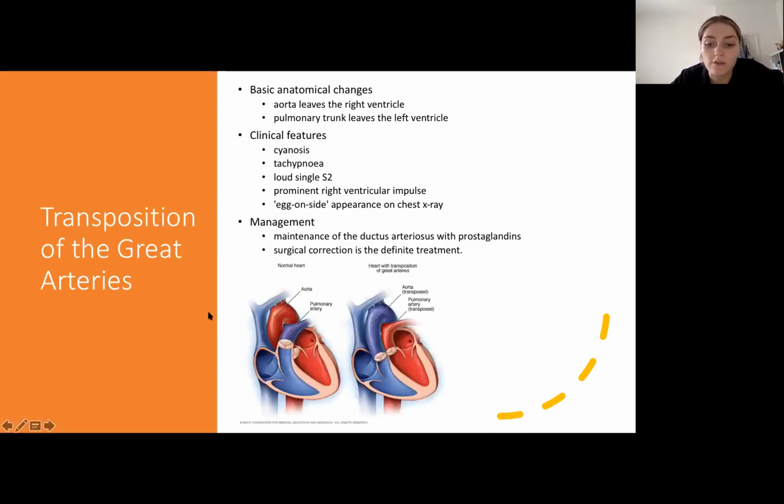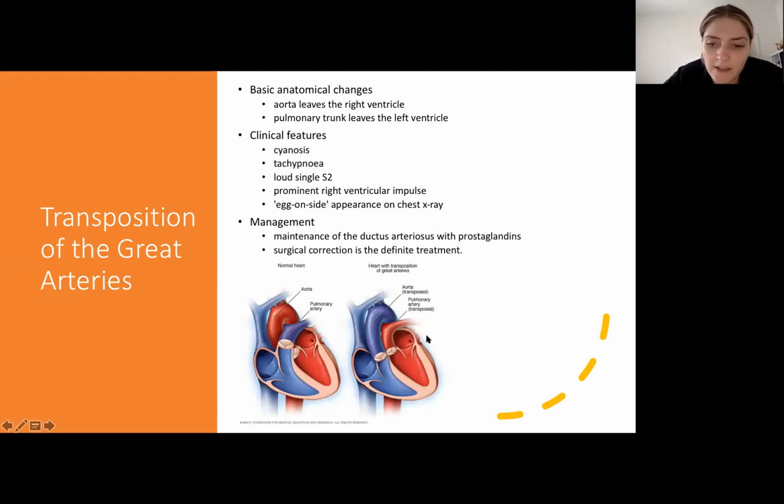And then there's transposition of the great arteries. This is something that happens when basically the aorta leaves the right ventricle and the pulmonary trunk leaves the left ventricle. So there is no oxygenation of the blood. The aorta, which goes to the rest of the body, comes out of the right side of the heart where the blood has not been oxygenated. So these kids are born and have no oxygenation. They are very sick, very poorly, and will need immediate ICU and cardiac surgery.